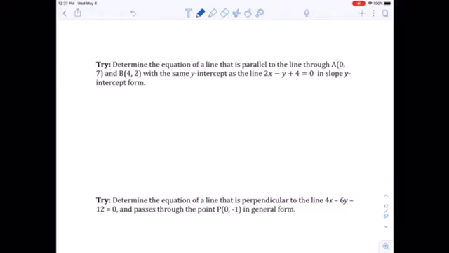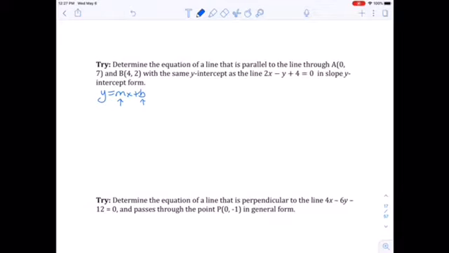So the next one says, determine the equation of a line that is parallel to the line through A(0,7) and B(4,2) with the same y-intercept as the line 2x minus y plus 4 equals 0 in slope y-intercept form. So let's start with slope y-intercept form. That's y equals mx plus b. So what do we need? We need to put our slope in there, and we need to put our y-intercept in there.